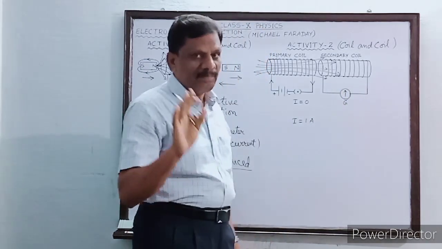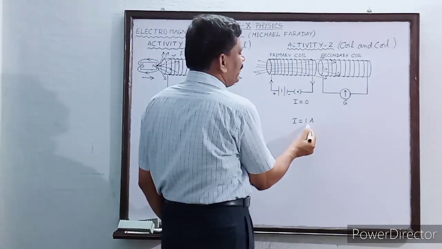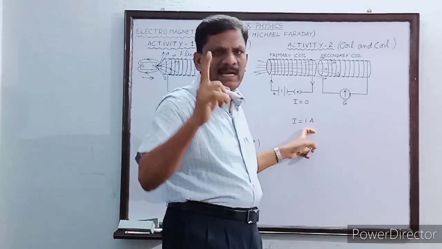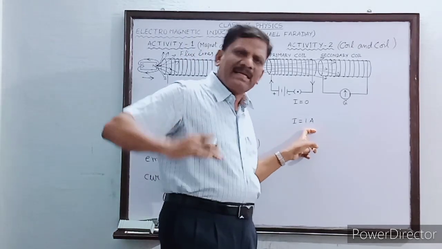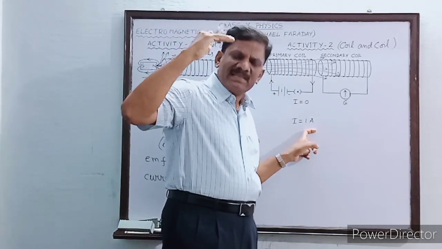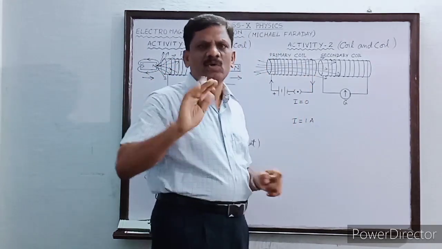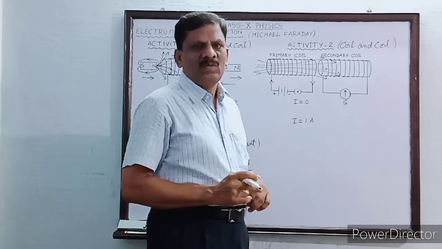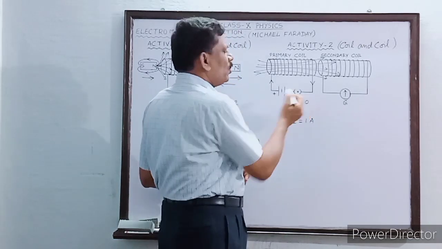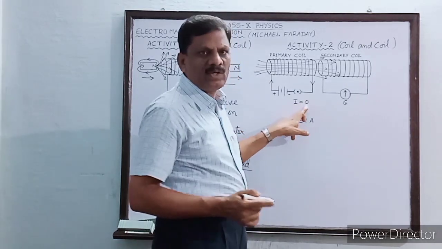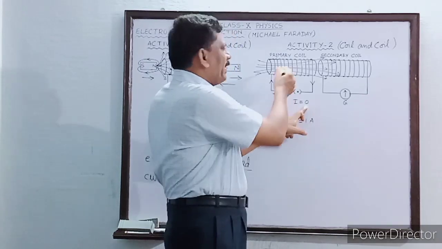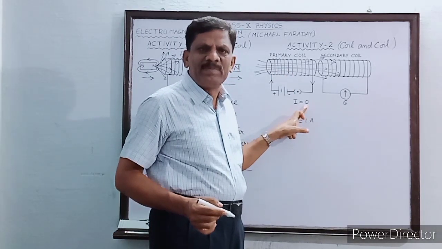Okay. But when the current has reached its maximum value of 1 ampere, there is no more change in the current, which means this magnetic field is not going to change. So what I want to say is, when the current in the circuit was 0, there was no magnetic field inside the primary coil.